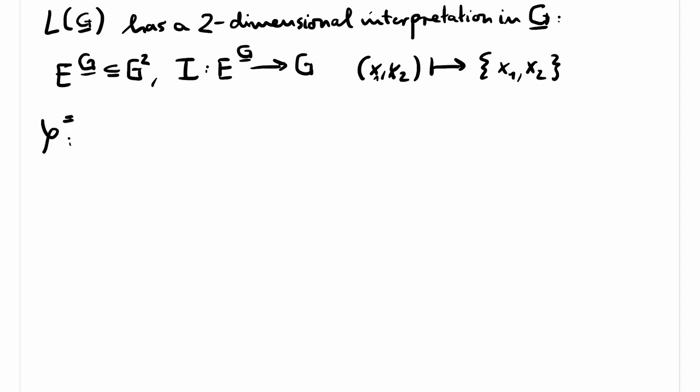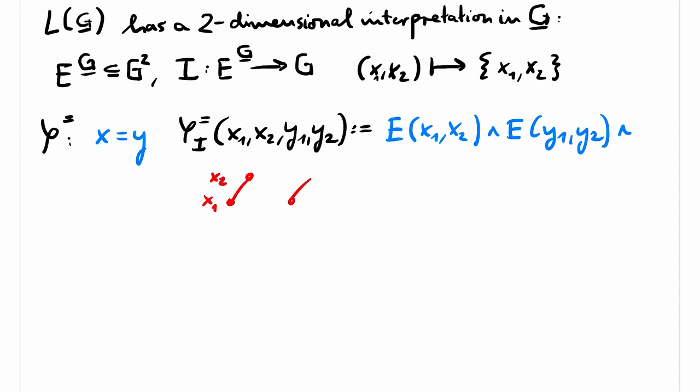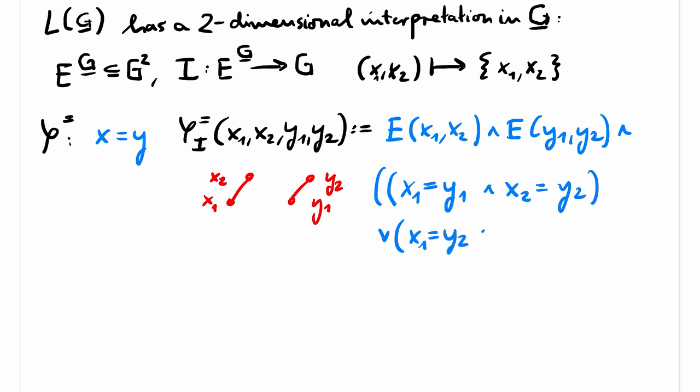Also in this example, we start with the atomic formula x equals y. We have to find a formula with 4 free variables x1, x2, y1, y2, which holds on two pairs if and only if they represent the same vertex of the line graph. For this, x1, x2 and y1, y2 should form edges. They represent the same undirected edge if either the start points and the end points of the two edges agree, or if the start point agrees with the end point of the other edge and the end point agrees with the start point of the other edge.